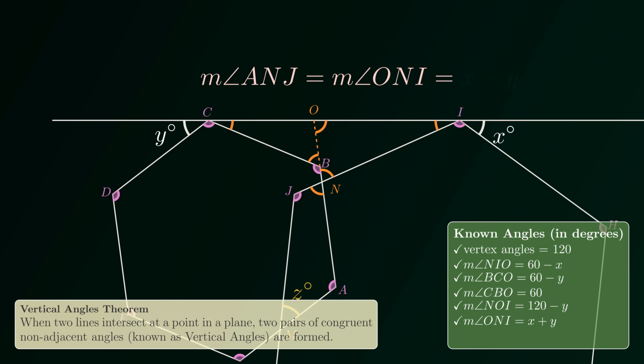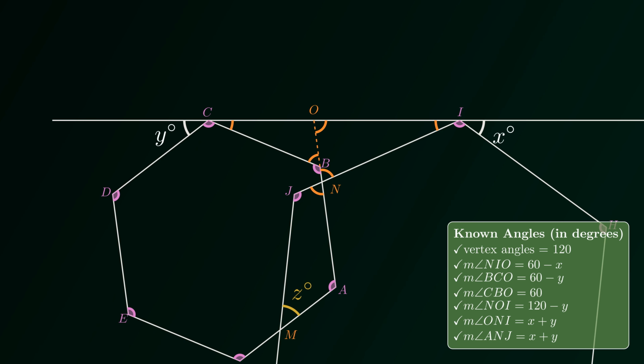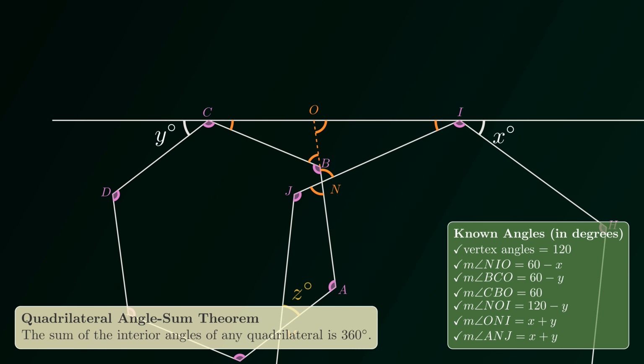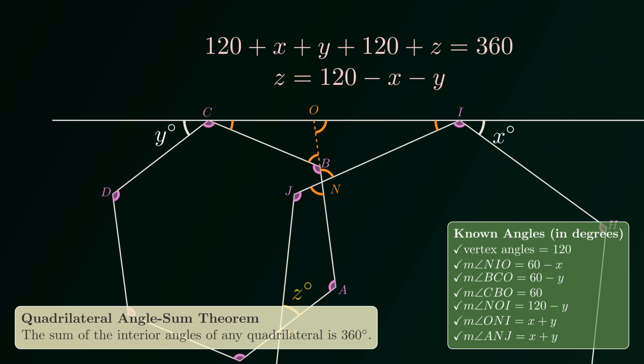By the vertical angles theorem, angle ANJ could also measure x plus y. And now we have all the angles for the quadrilateral. Recall that for any quadrilateral, the interior angles should add up to 360 degrees. Thus, we get that 120 plus x plus y plus 120 plus z is equal to 360. Simple algebra gives that the expression for z is 120 minus x minus y.